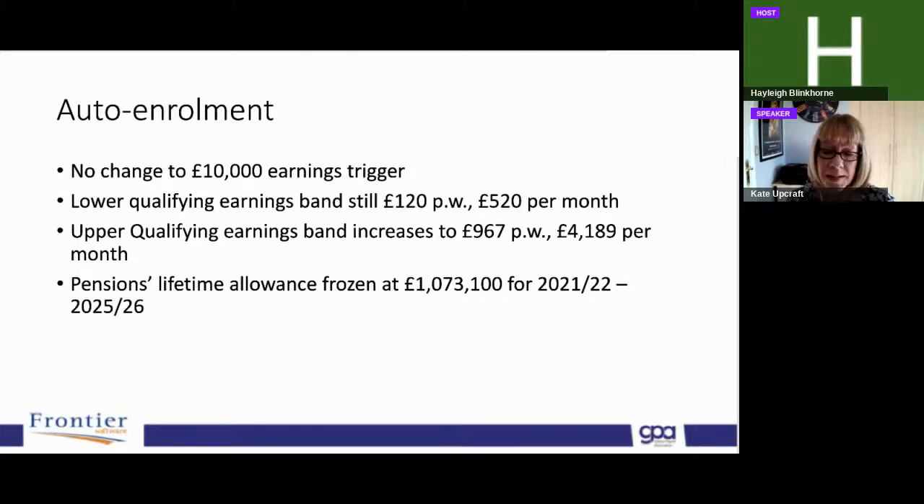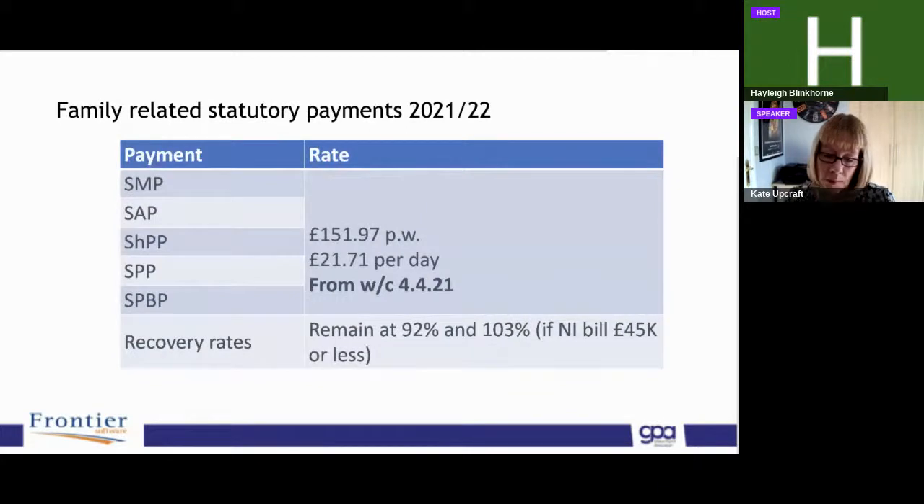Okay, next one, please. On family-related rates, the statutory payments for the 5 family-related statutory payments, or the S's and P's, go up on Sunday, which is Easter Sunday, the first Sunday at the beginning of the tax year in the UK. It's a tiny increase from an inflation perspective to £151.97 a week.